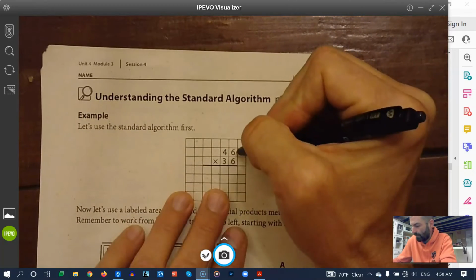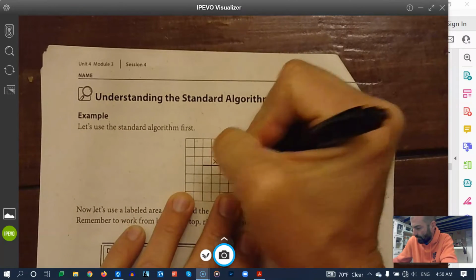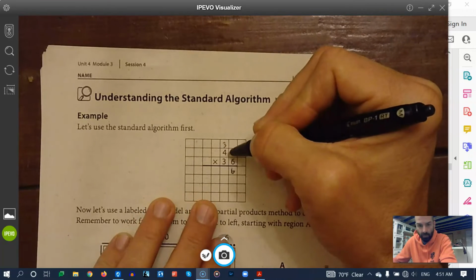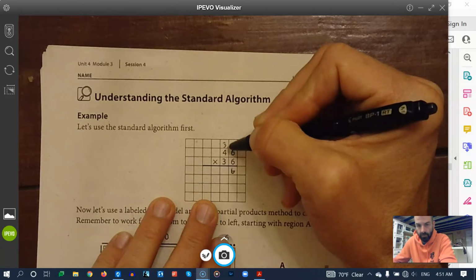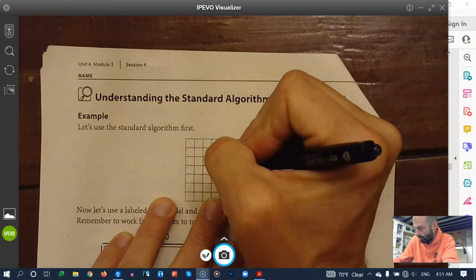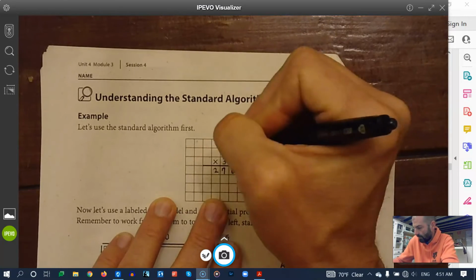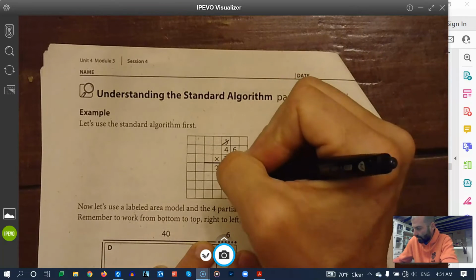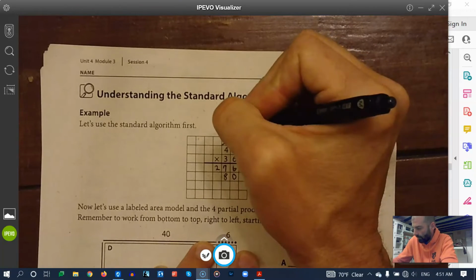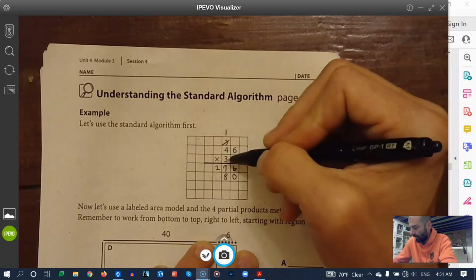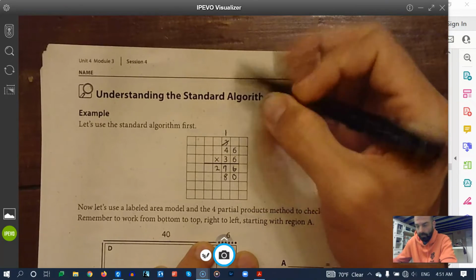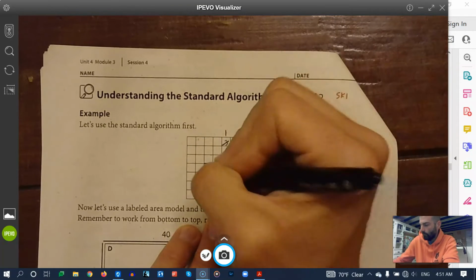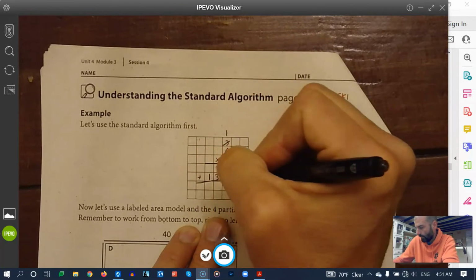All right. So it says let's use the standard algorithm first. So here we go. We have 6 times 6 is 36. I write my 6 and carry my group of 3 tens over here. Now I have 6 times 40 is 240. Plus another 30, which is 270, plus my 6 is 276. Now I have 30 times 6 is 180. I'm going to carry that 100 up there, and now I have 30 times 40 is 1200, plus the 100 is 1300, and then I'm going to add those two products together.